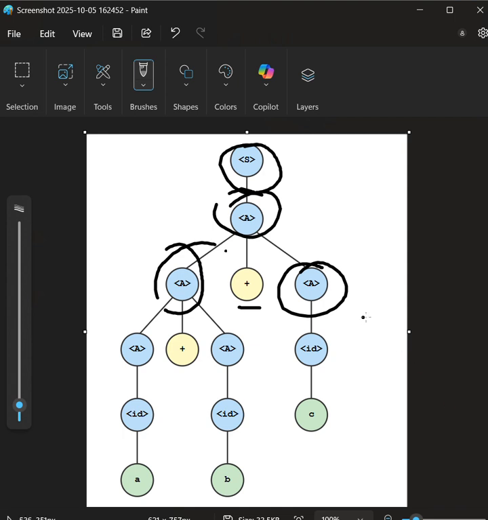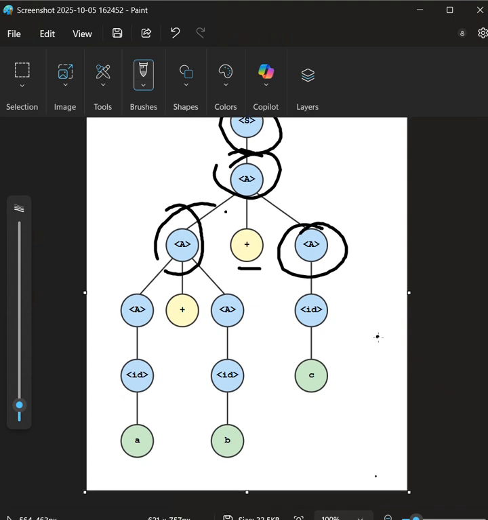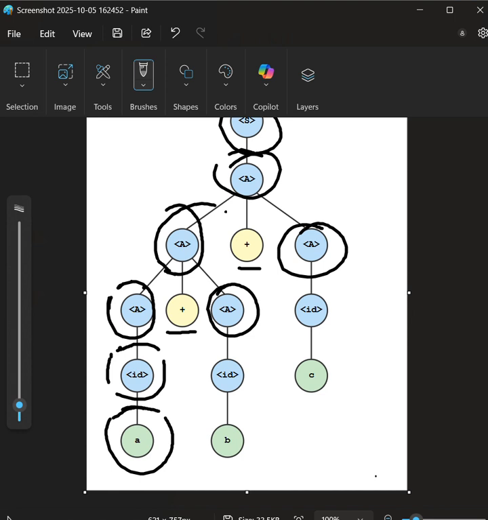Okay. So next, since this is leftmost, we will expand the leftmost A. Since this is A, then it will produce A plus A. And then still, A becomes an identifier, and the identifier we have A. And in the next node, A becomes an identifier, and identifier becomes B. So we produce A plus B. This is A. And then we will move to the next node.